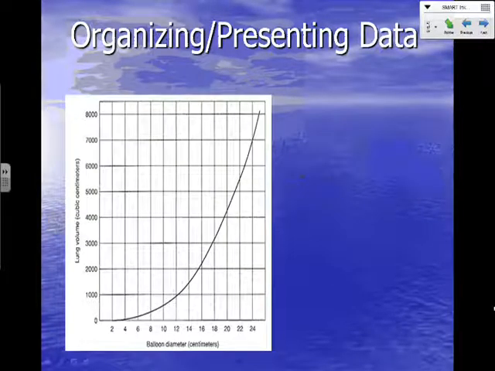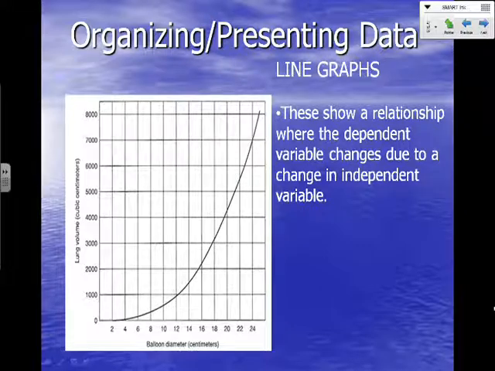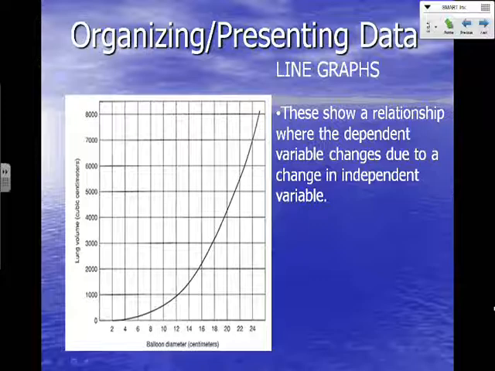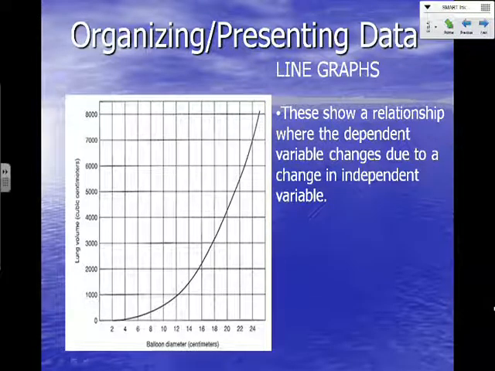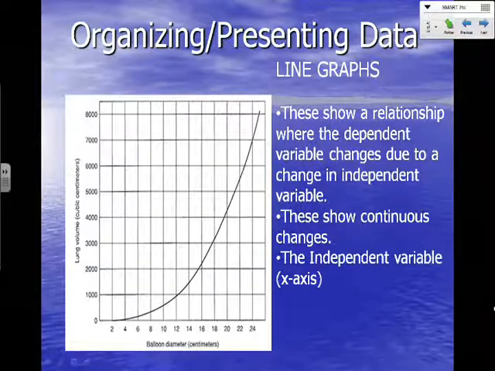The first one we're going to talk about is a line graph, and this is an example of a line graph. A line graph can have a curved line or a straight line. It does not matter. And a line graph is actually used to show relationship where the dependent variable changes because the independent variable is changing. Now, something that you need to make sure you know is that a line graph shows continuous changes. That's the difference between it and the other two types of graphs.